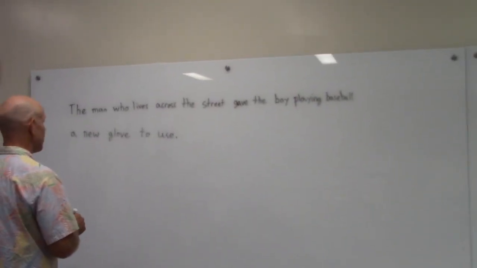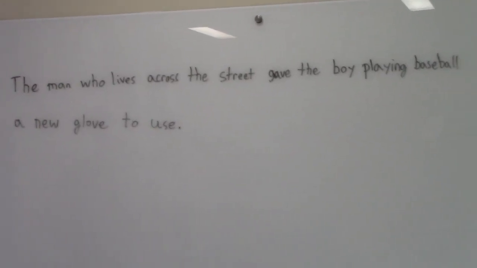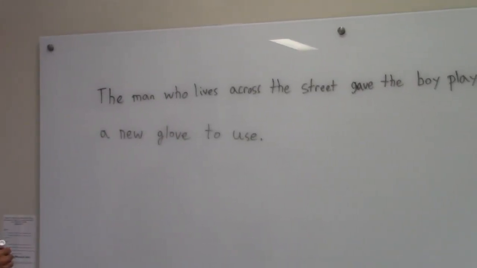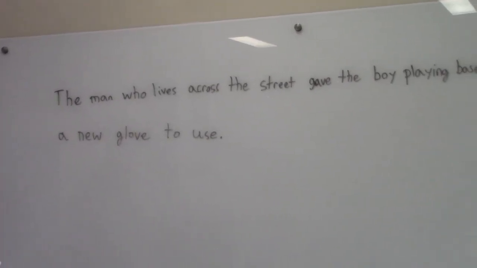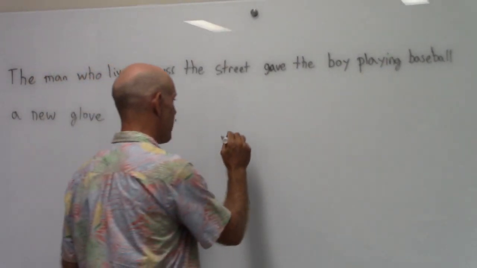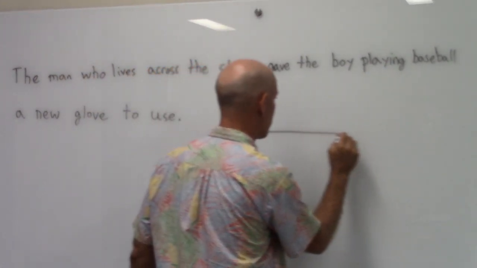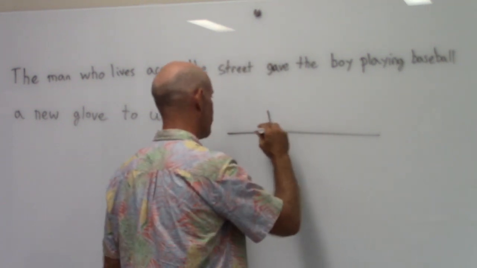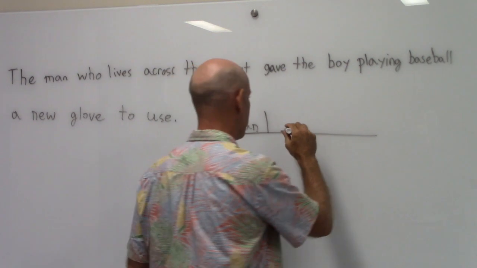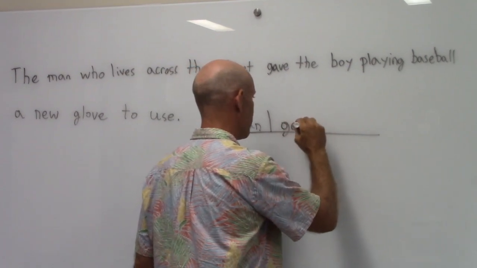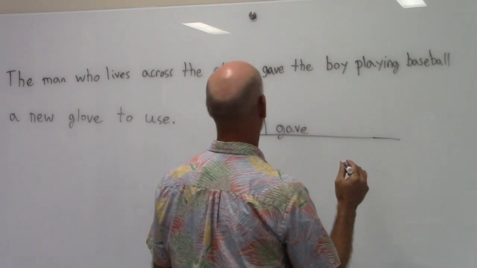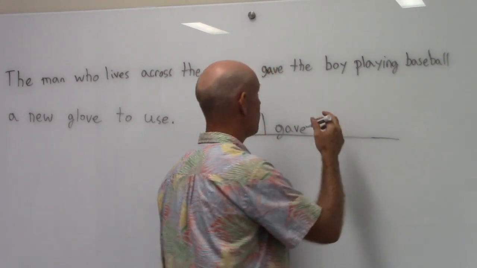Can you read this for us, Handsome? The man who lives across the street gave the boy playing baseball a new glove to use. Okay, and just be quick here. That's a pattern 8, right, buddy? Can we diagram that really quickly? And the subject is? The man across the street. Just the man, right? And what did he do? He gave. He gave, and what did he give? A glove.